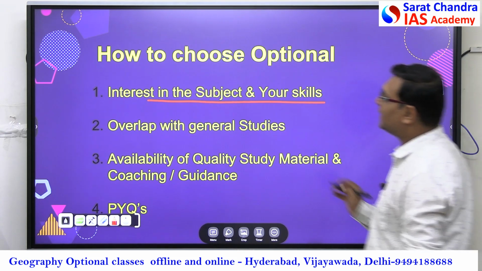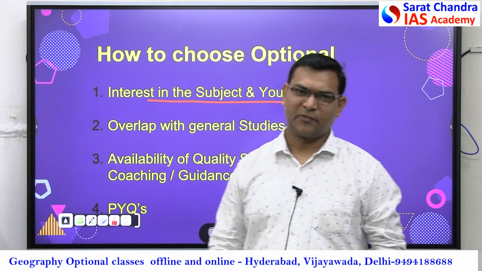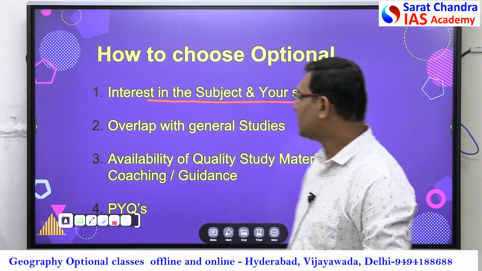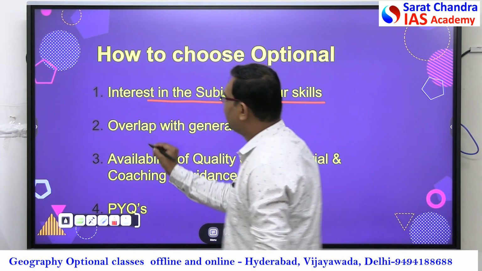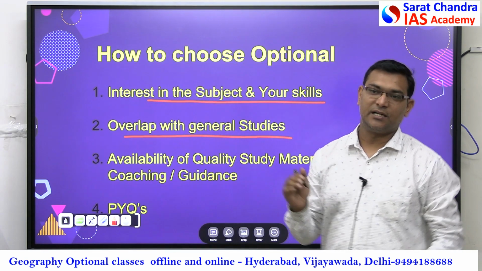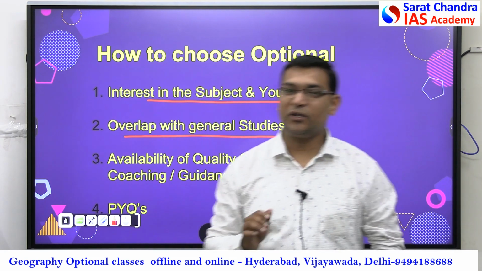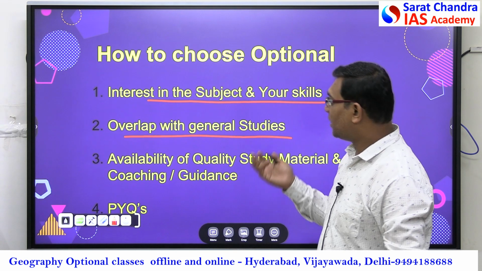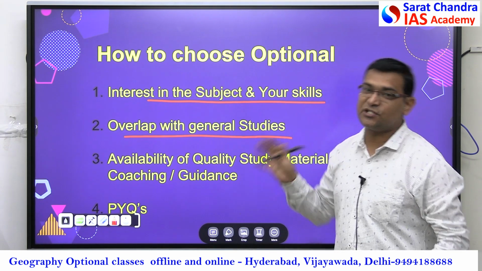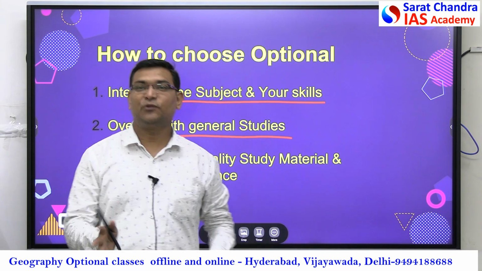First, it should be the interest of the subject and your skills. What are your skills? Based on that, you need to choose a subject. Second thing is overlap with the general studies. We will see how much geography overlaps with general studies. Why are we going for this? How does the optional fetch in GS? It should be two-way, not one way.